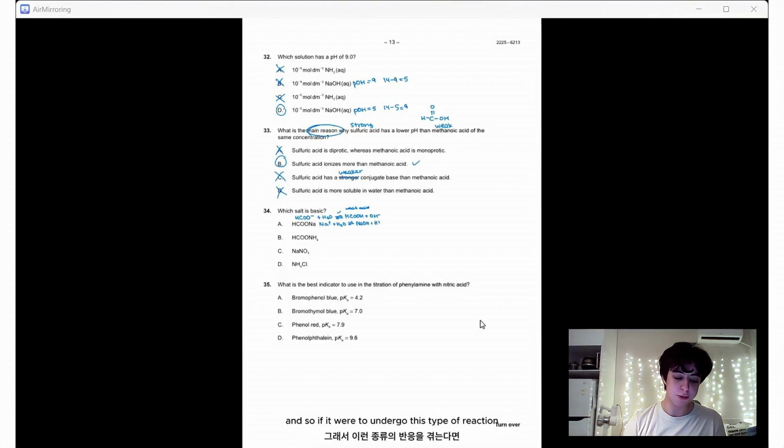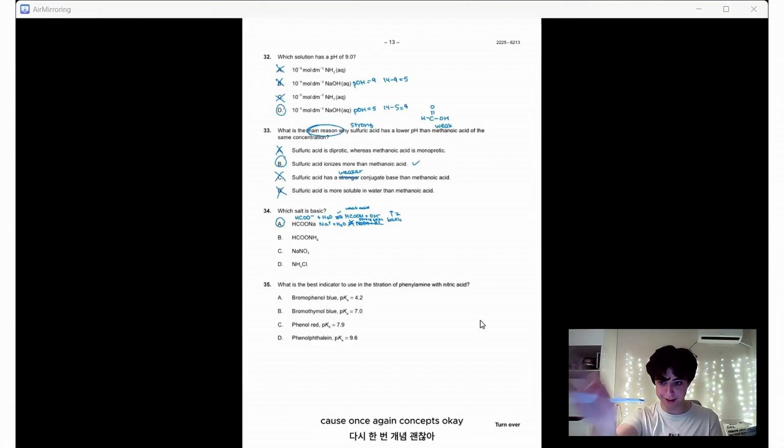NaOH is a strong base. Therefore, it cannot exist in equilibrium, and this reaction will not occur. So only the first reaction occurs, and we have an excess of OH minus. So the pH of that salt is basic, and it would be above 7. So A is right, but we're going to look at the other ones because, once again, concepts.